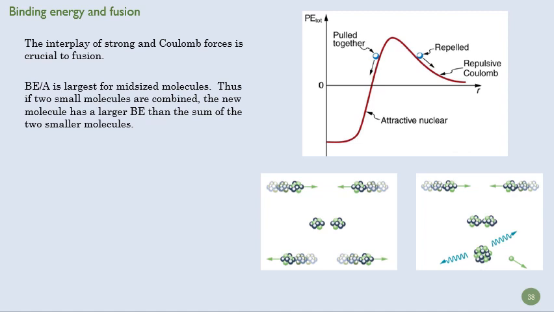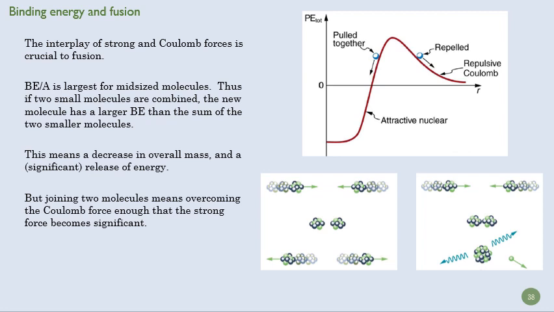If we take two small molecules with a certain number of nucleons and we join them together, all of a sudden they're going to have a larger BE, right? Let's say we have two molecules that have 6 units of binding energy per nucleon. And we combine those into a molecule that has 8 units of binding energy per nucleon. We still have the same number of nucleons, but now we have a bunch more binding energy. And that's going to result in a release of energy.